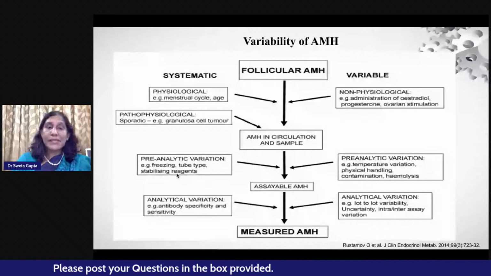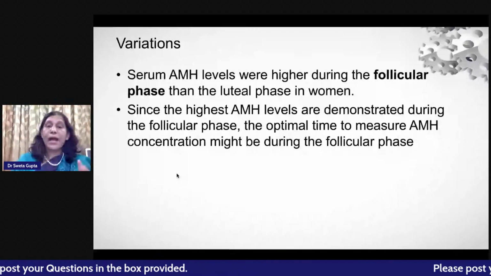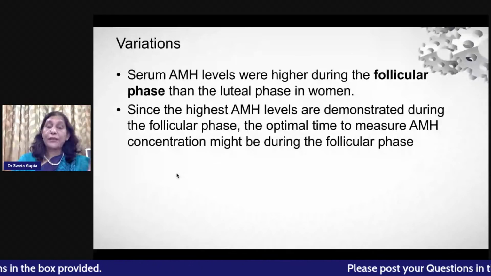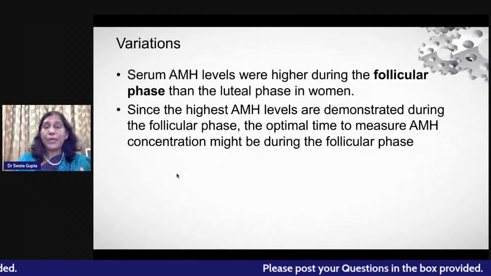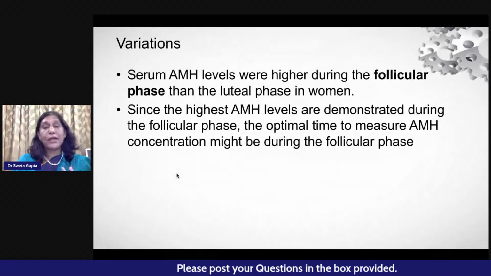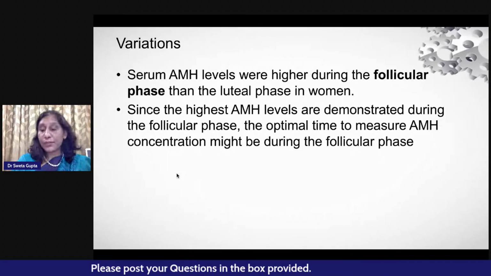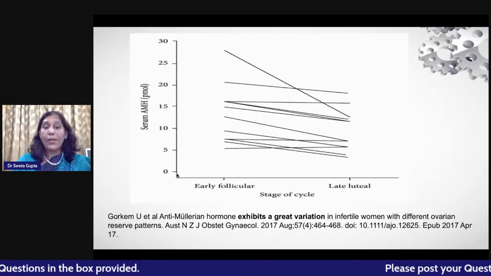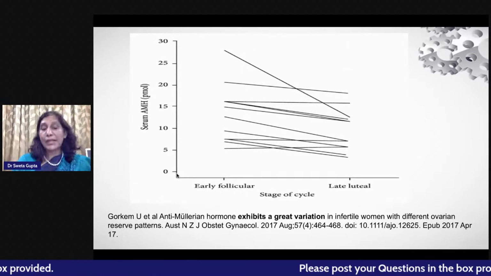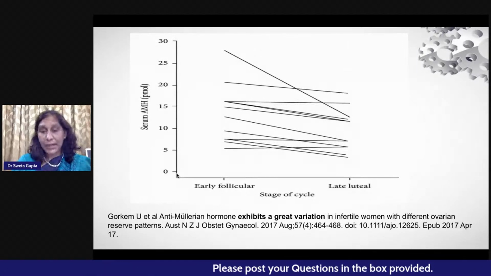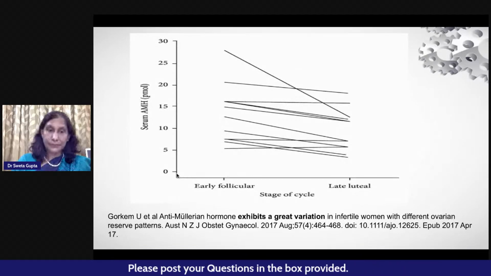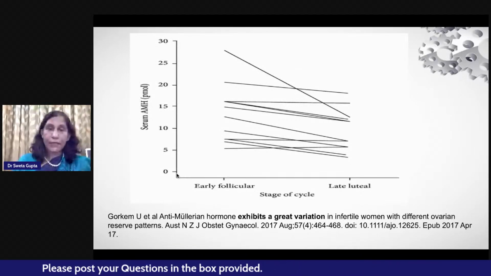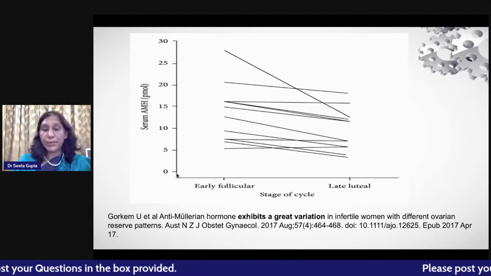It has been seen that serum AMH levels were higher during the follicular phase than the luteal, so the optimal time to measure AMH concentration might be during the follicular phase. And if we look into the study by Gorkum et al., it exhibited great variation in infertile women with different ovarian reserve. In the follicular phase, it is a little higher than in the late luteal phase.